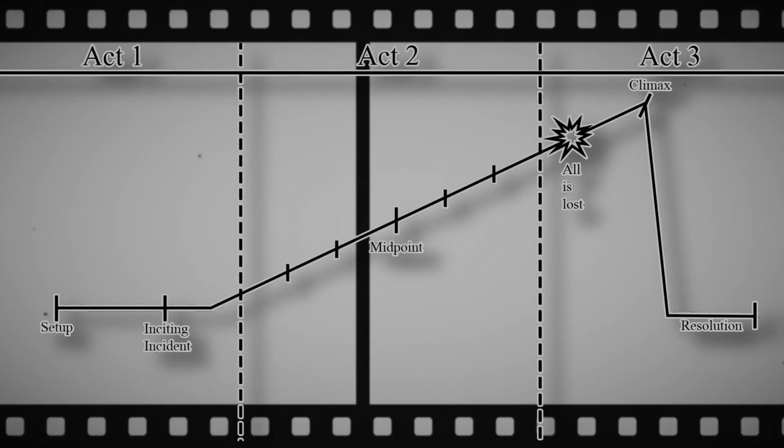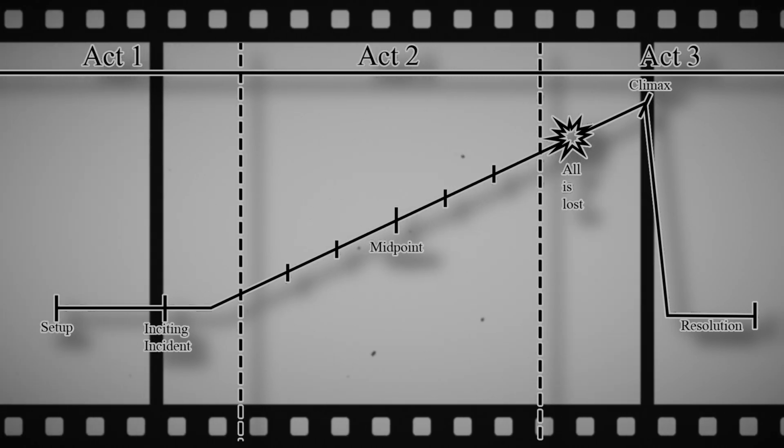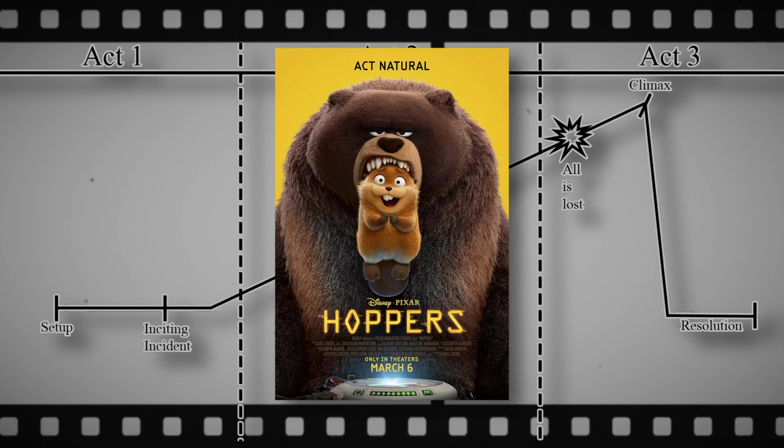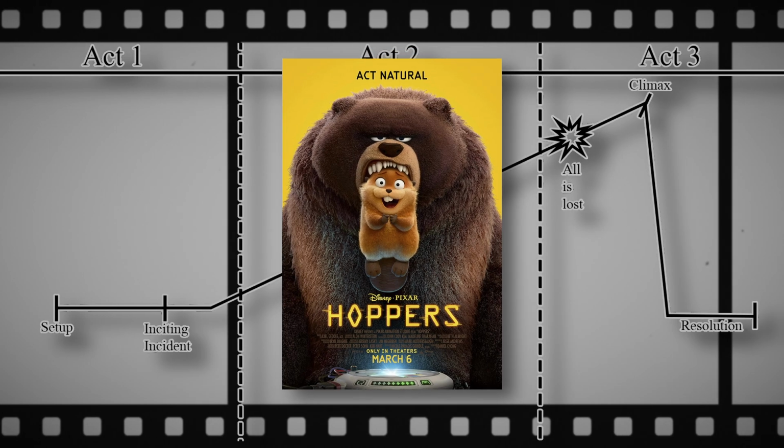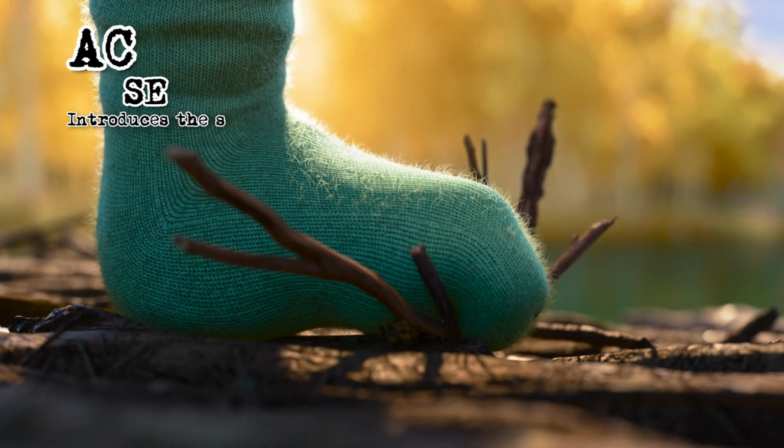Welcome to 3-Act Structure Explained, where we prove that every movie is secretly the same movie. This time, we're looking at Pixar's Hoppers. Ready? Go! In Act 1, we meet Mabel.